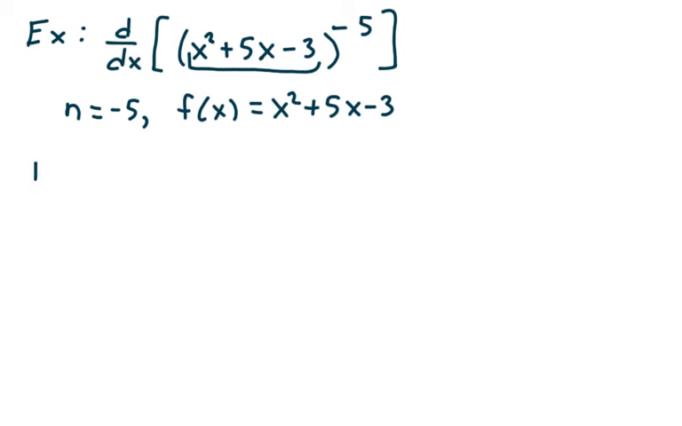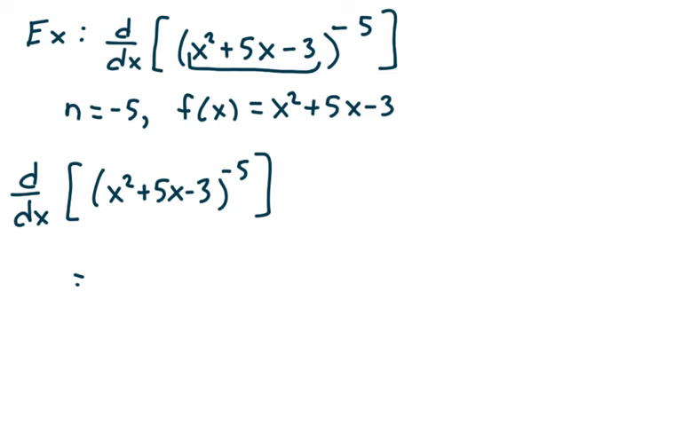Now, let's rewrite this. So I want the derivative of x squared plus 5x minus 3 raised to the negative 5. So I'm going to write the negative 5. Now, my function is x squared plus 5x minus 3. And I'm going to raise that to the negative 6. And I'm going to take that answer and multiply by f prime of x.